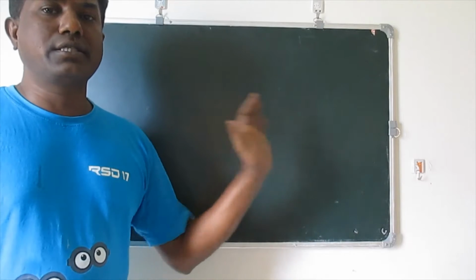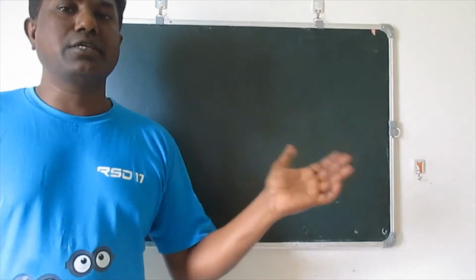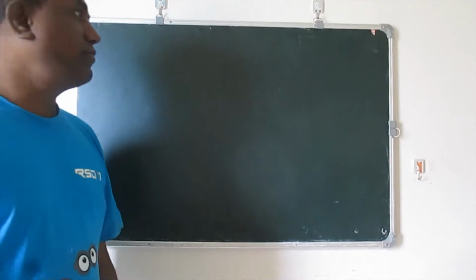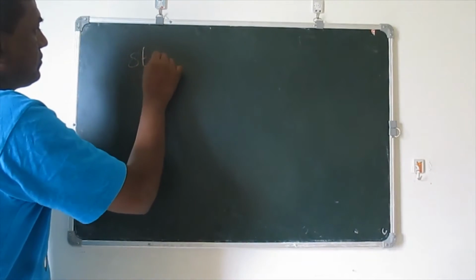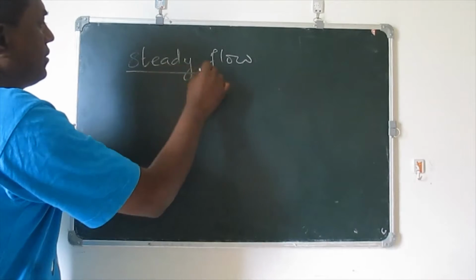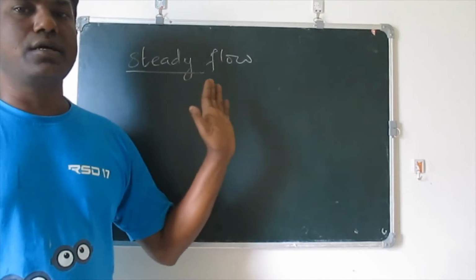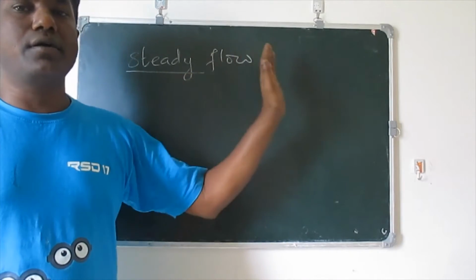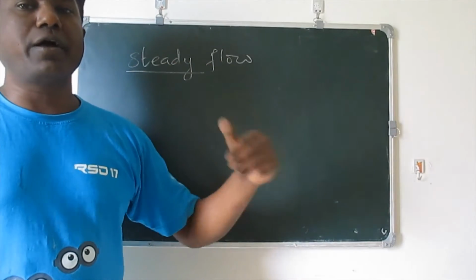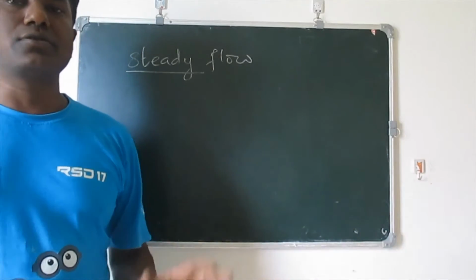First of all, let's see steady flow and unsteady flow. The name itself gives some understanding of what is meant by steady flow. The flow is steady. It means whenever flow happens at some interval or at some location, it is not changing. The flow parameters or the fluid characteristics are not changing with respect to time. So that is the meaning.